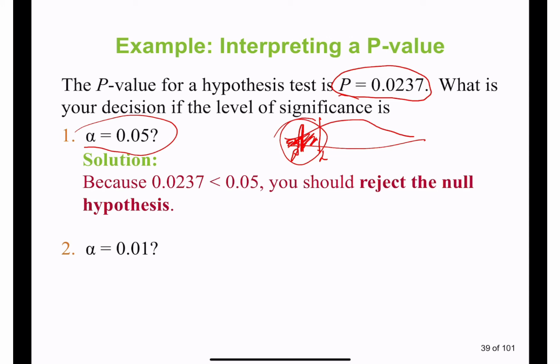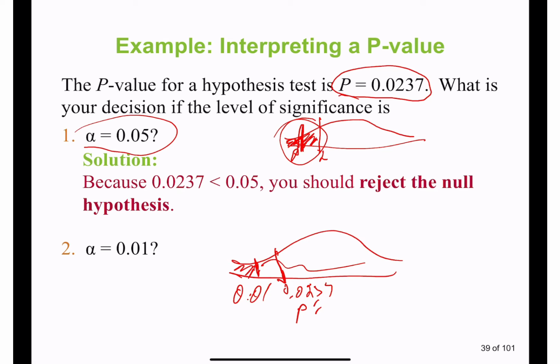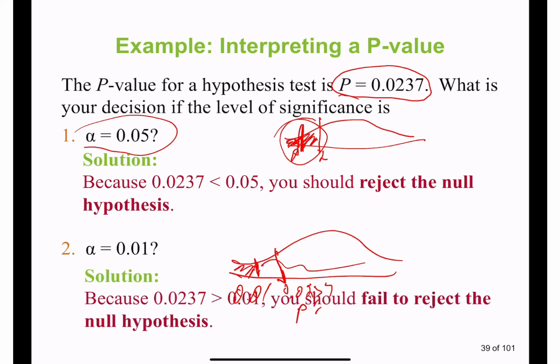Now, how about if alpha is 0.01? Then the p-value is going to be greater than alpha, right, 0.02. That means the error is here and the value of p is falling into the healthy area. Then we fail to reject the null hypothesis, okay?